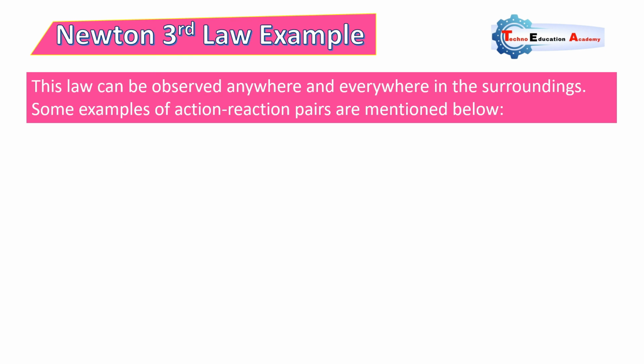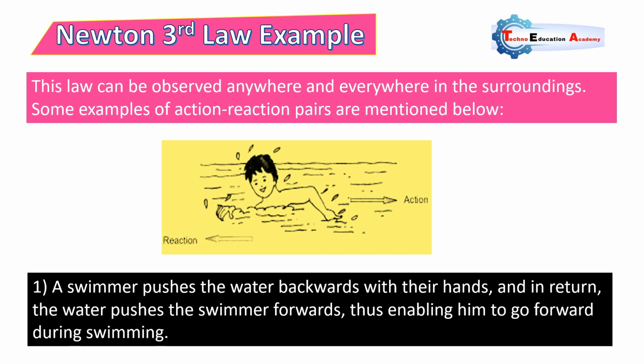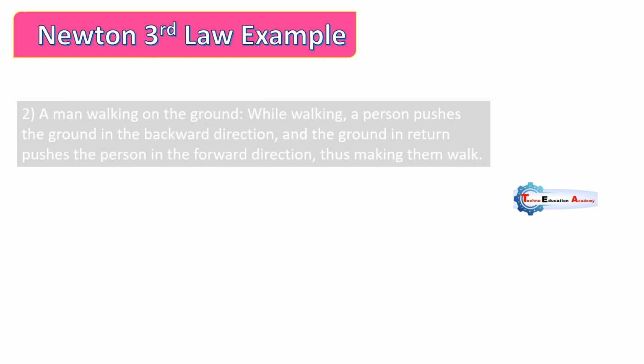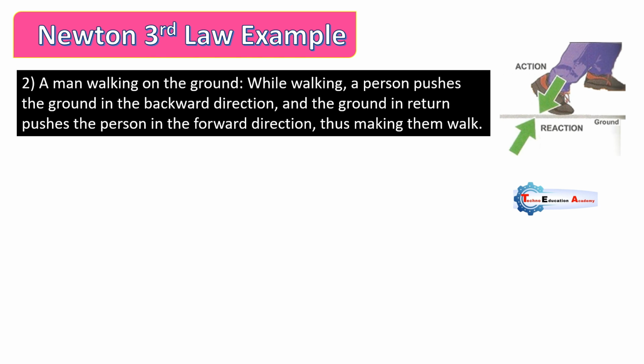This law can be observed anywhere and everywhere in the surroundings. Some examples of action-reaction pairs are mentioned below. A swimmer pushes the water backward with their hands, and in return, the water pushes the swimmer forward, thus enabling him to go forward during swimming. This is a real life example of Newton's third law. Next, a man walking on the ground: while walking, a person pushes the ground in the backward direction, and the ground in return pushes the person in the forward direction, thus making them walk.